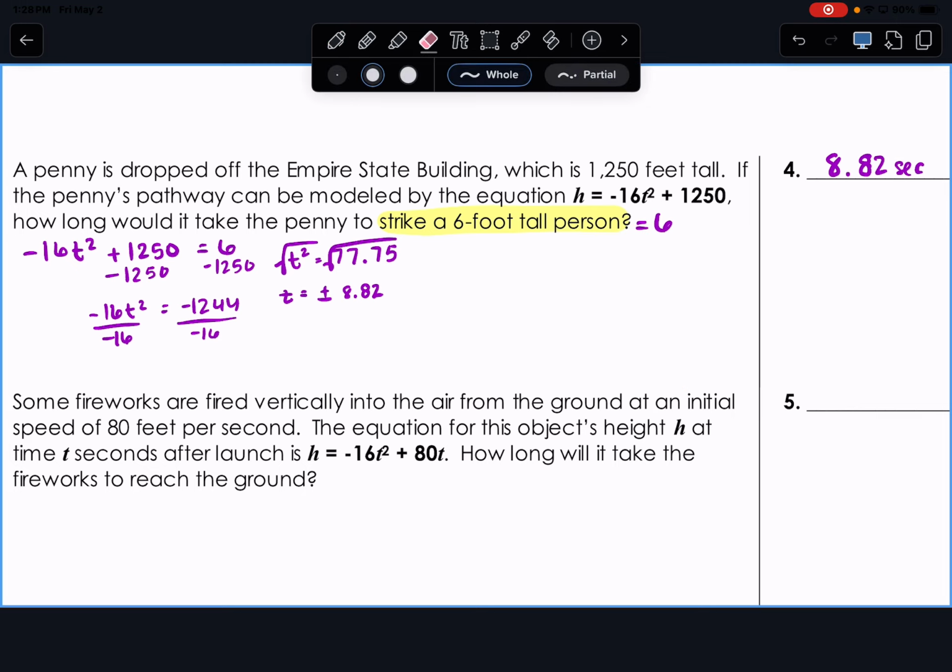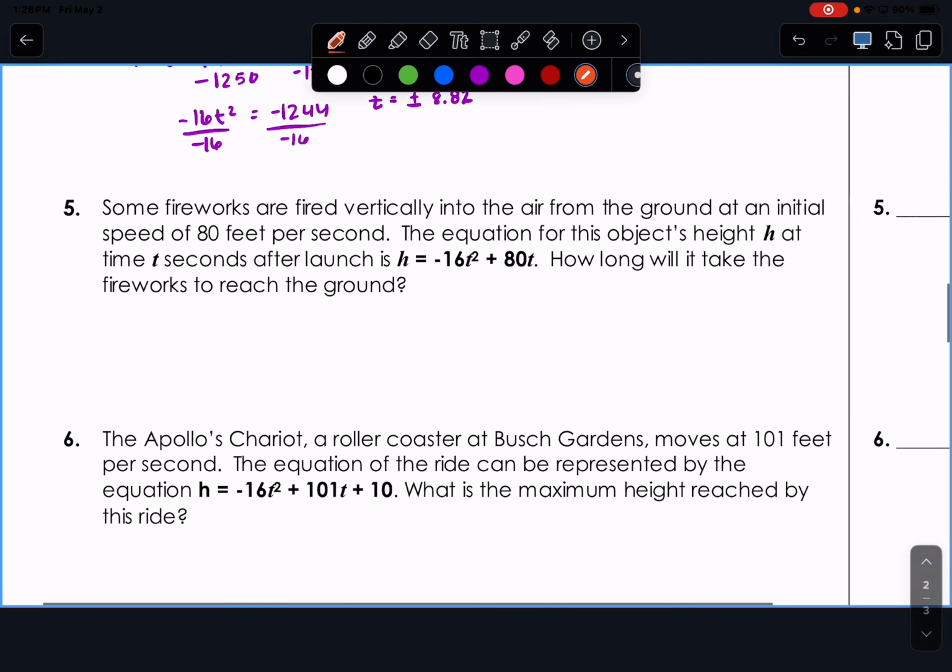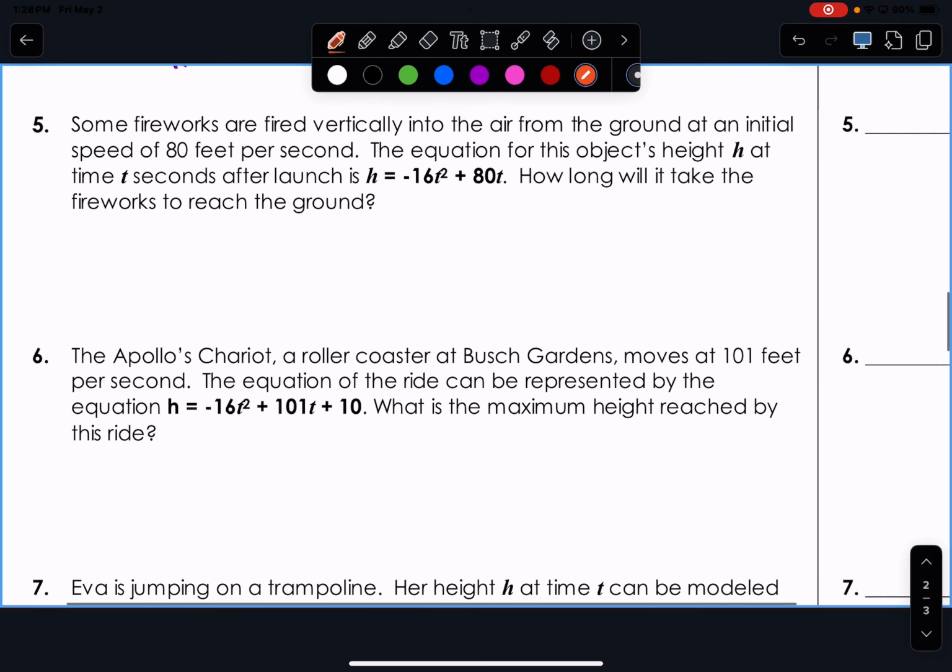Okay, Thomas. All right, now we're going to look at number 5. Some fireworks are fired vertically into the air from the ground at an initial speed of 80 feet per second. The equation of this object's height h, t seconds after launch, is given by that. How long will it take the fireworks to reach the ground? When it says reach the ground, that means we automatically need to do what? Equal to 0 and solve.